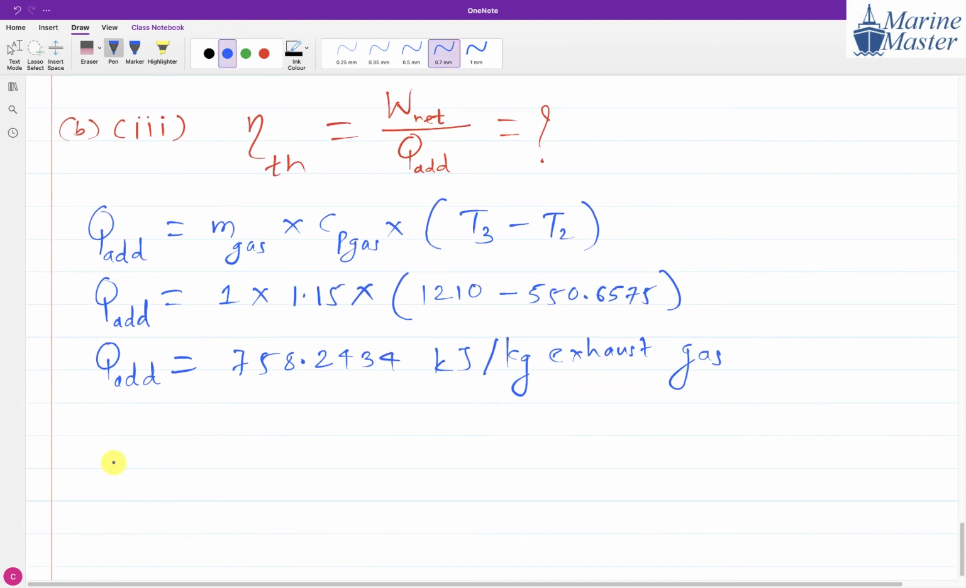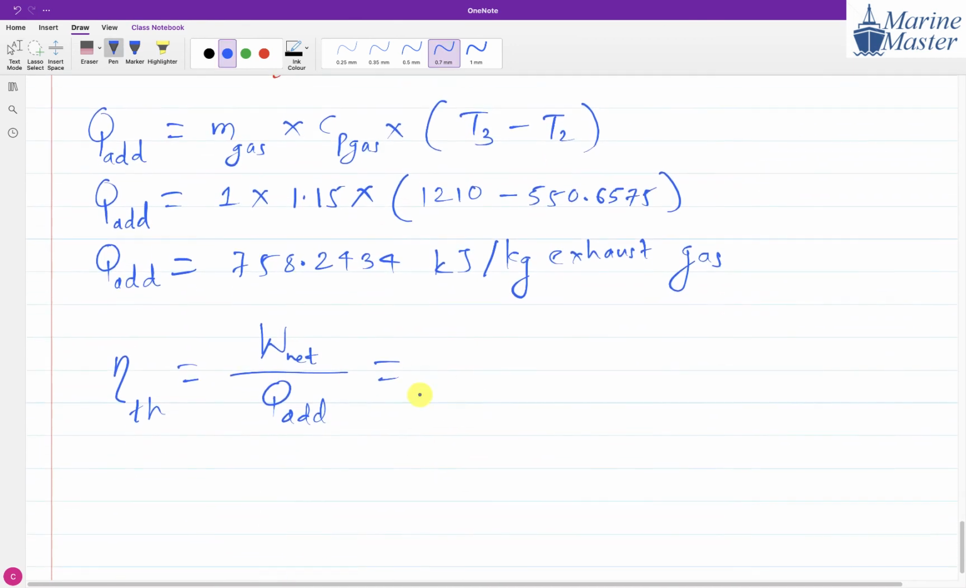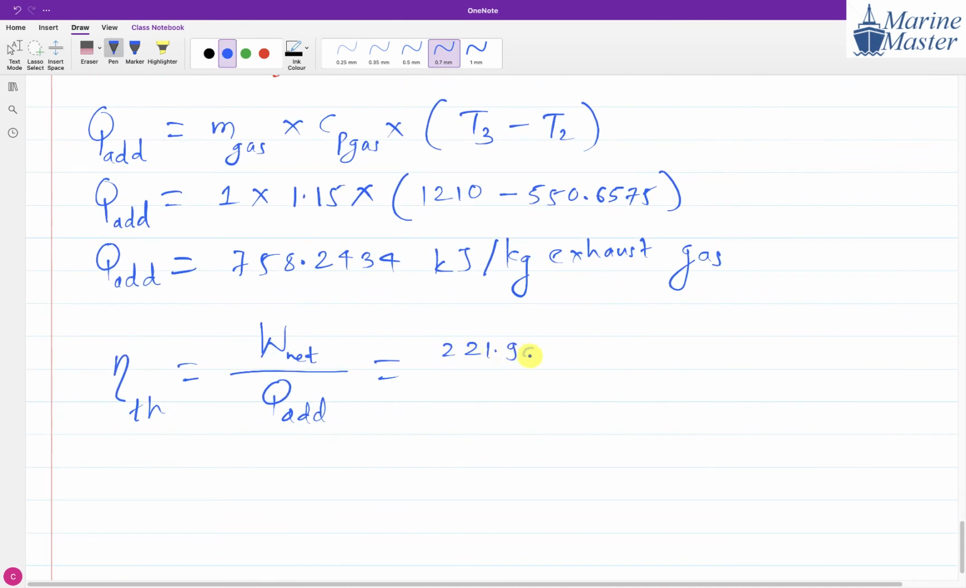And what is the relation of thermal efficiency? Output by input. Output is W net, the network output. And how much input are we giving? Heat addition, that is heat supplied to the combustion chamber. And W net, how much did we calculate? We just calculated it a few minutes before: 221.901. Q addition is 758.2434. Let us see how much thermal efficiency we are getting.